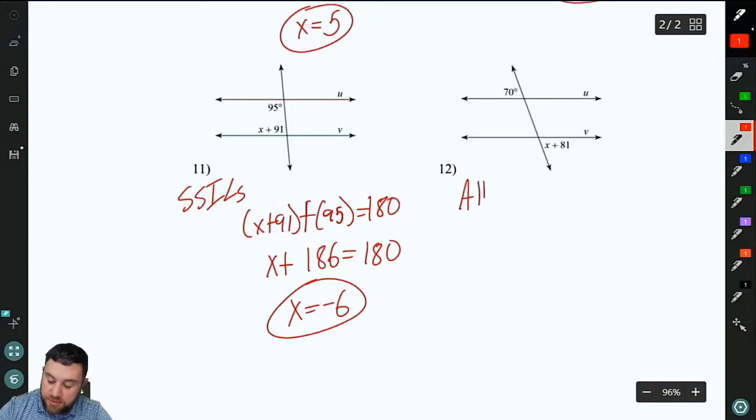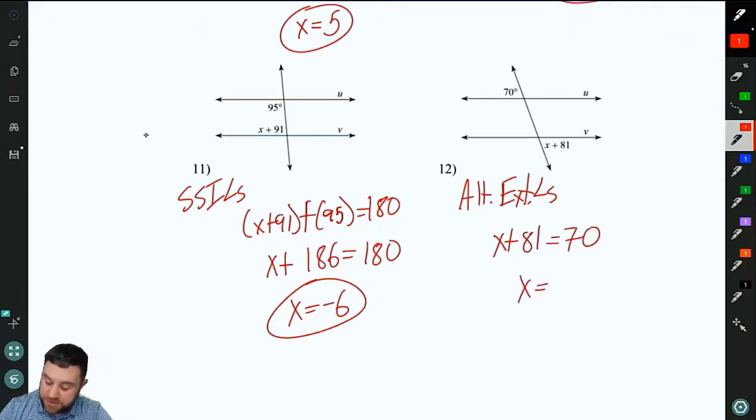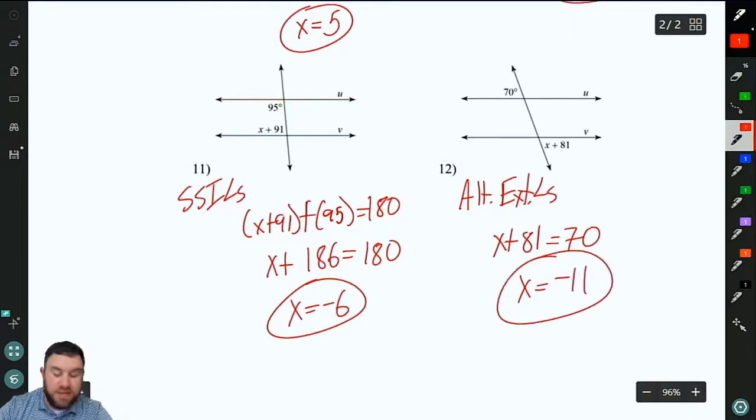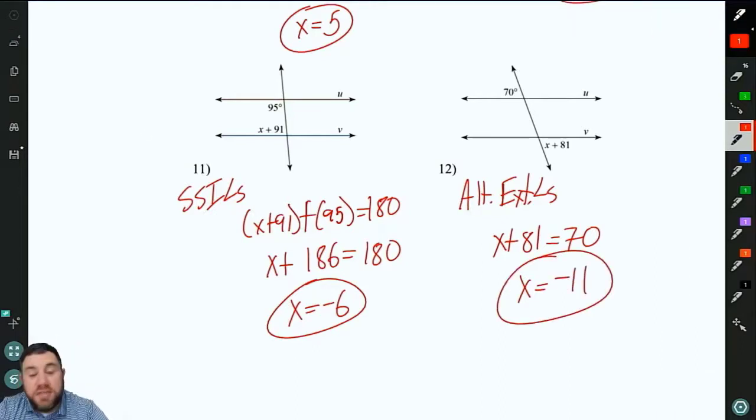And our last one, number 12, alternate exterior angles. Those are congruent. So again, we set them equal to each other. X plus 81 equals 70. So X is negative 11. Again, negative numbers for X are definitely okay as long as we plug them back in and we still get positives. So that's it for this lesson.